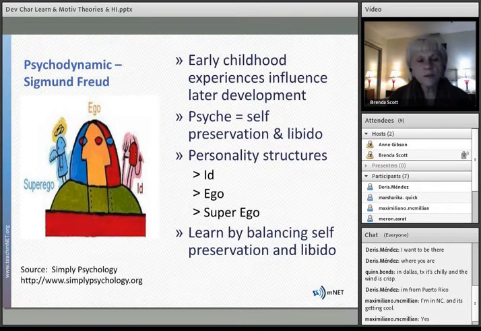Freud came up with personality structures. And he said there's always this balancing act that you're in, and you learn by balancing yourself between the id, which is your libido, and your superego, which is your self-preservation. So there's always some balancing going on. And that is how, in Freudian theory, you would explain learning. So in a nutshell, that is Sigmund Freud and Freud's influence on learning.